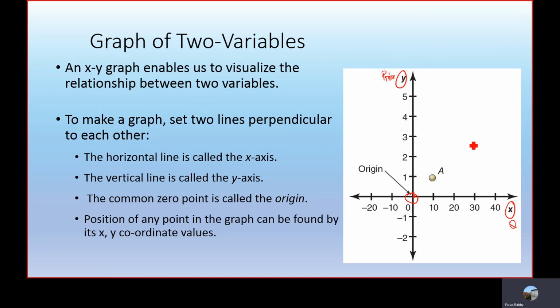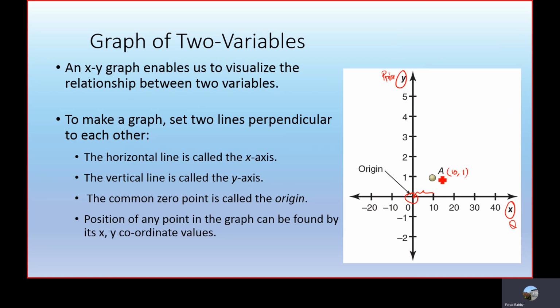So the position of any point in this space can be expressed just by two numbers. Those two numbers are: how far away is A from 0 horizontally? So for example, in our case, this point A is horizontally 10 units away to the right of this point of origin. And vertically, this point is 1 unit above 0. These two numbers are traditionally written as the coordinates of this particular point. So point A has a coordinate of x equal to 10 and y equal to 1.